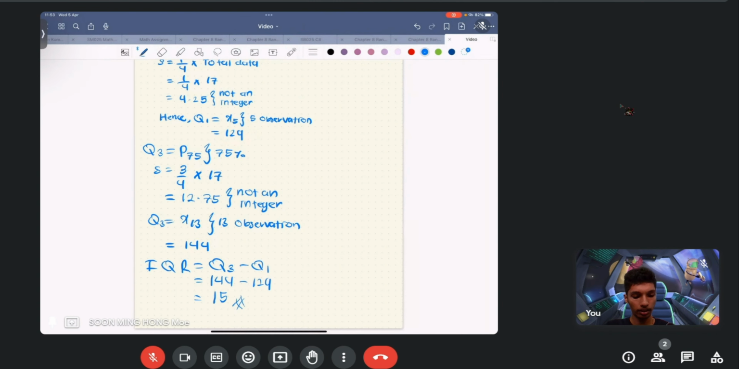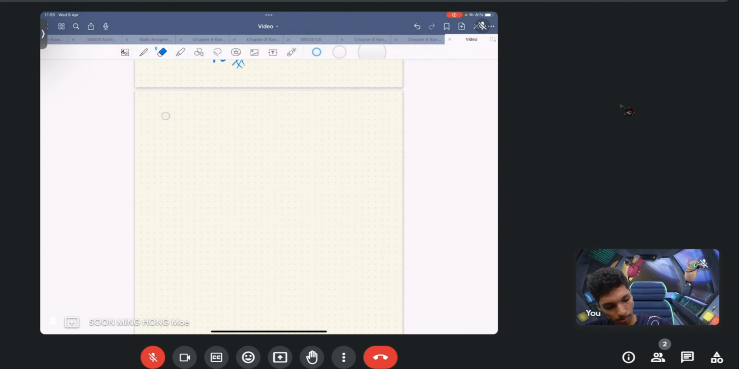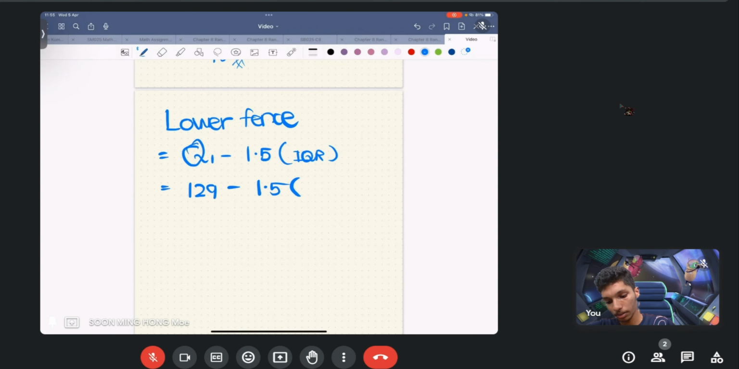Hello everyone, and I'll be continuing with part 3. We're going to find the lower and upper fence, so just write down the formula. Now your lower fence would be equal to first quartile minus 1.5 times your interquartile range. So just substitute the formula. The first quartile is 129 minus 1.5 times your interquartile range, which is 15, and you will get 106.5.